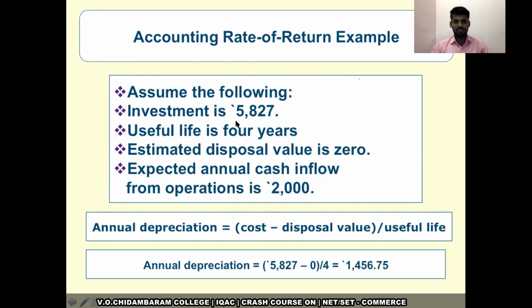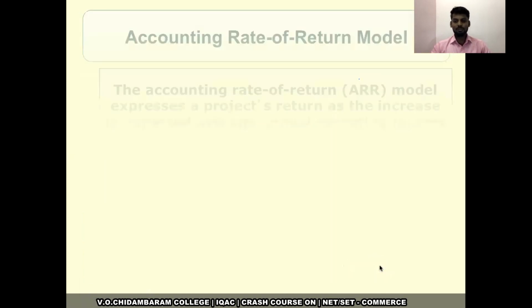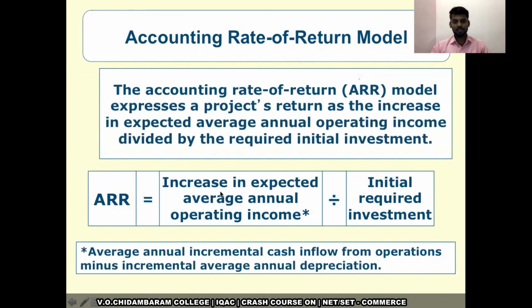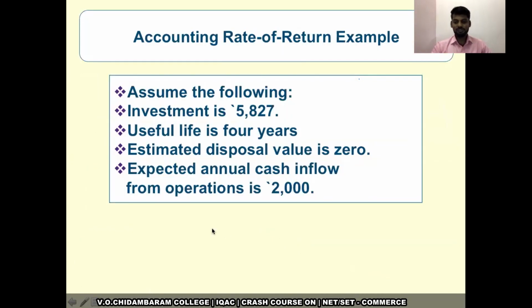So here the initial investment is 5,800, and the cost price minus the disposal value is given, divided by the lifespan of the asset, which is 4 years. If you calculate this, the annual depreciation is 1,456.